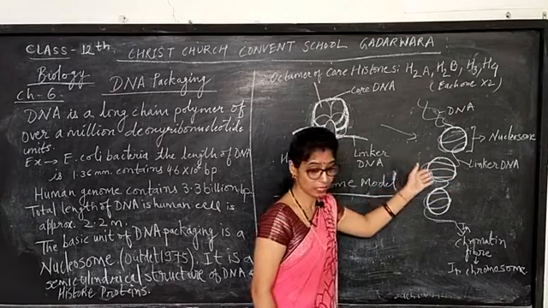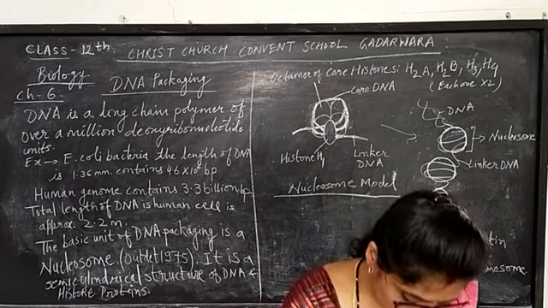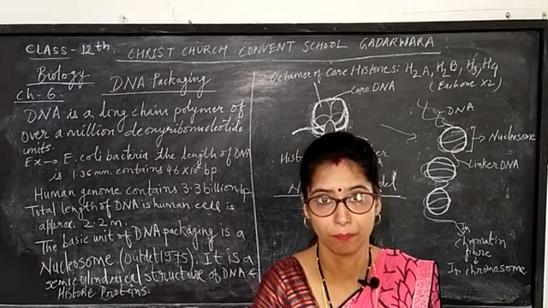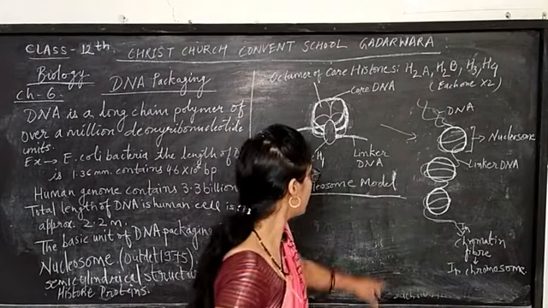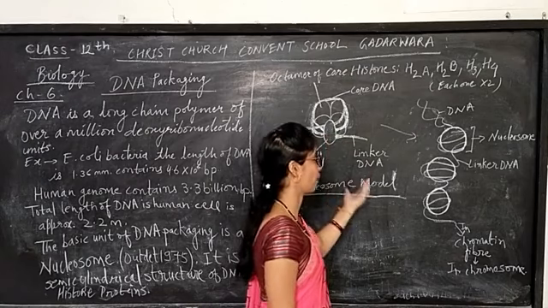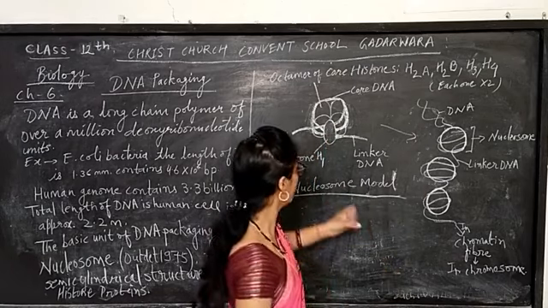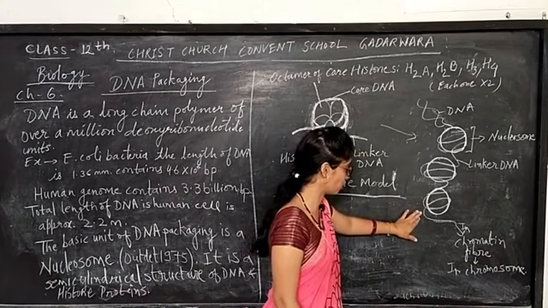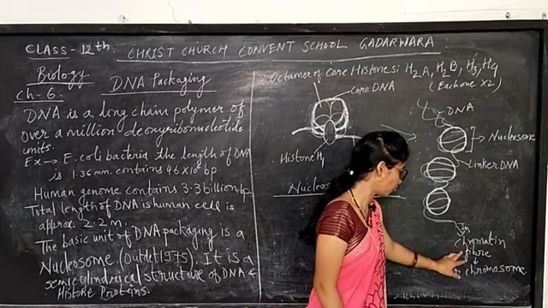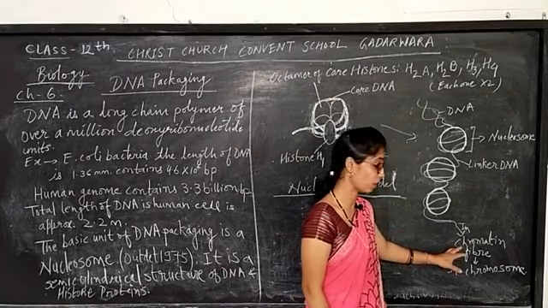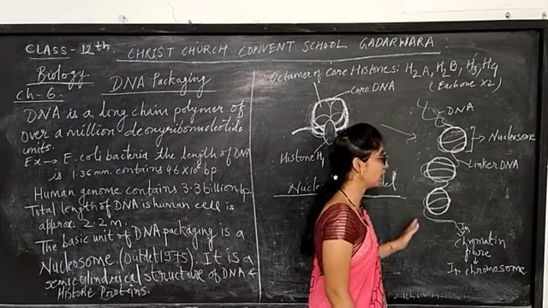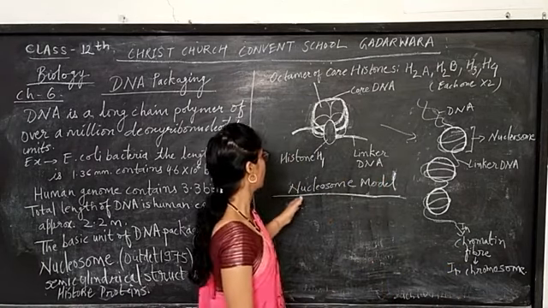This linker DNA is about 80 base pair long. So in this way the nucleosome model is formed, and in this way the DNA is packed in a chromosome. This is the beaded structure which can be seen in the chromatin fiber, and you know that chromatin fibers are present in the chromosome. So in this way the DNA packaging takes place.